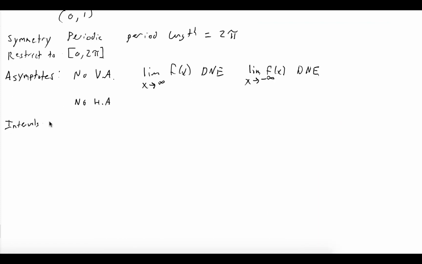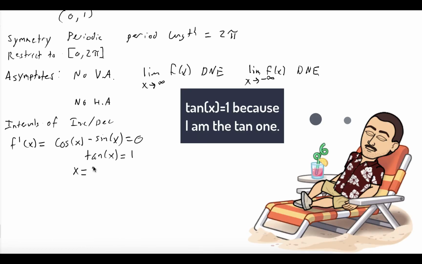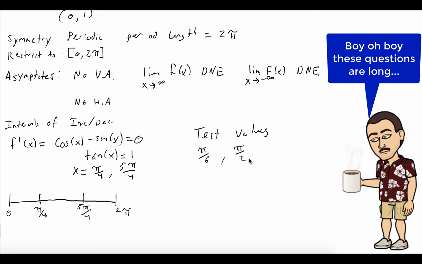Next is the intervals of increase or decrease. So we have to take the derivative, which is cosine of x minus sine of x, and we'll set it equal to 0 or find where it doesn't exist. It simplifies to tan x equals 1, and so we get x equals pi over 4 or 5 pi over 4. So we'll take our number line, break it up at pi over 4 and 5 pi over 4, and take some test values. And we'll plug our test values into the derivative to see if they're positive or negative. If the derivative is positive, then our function is increasing. If the derivative is negative, then our function is decreasing.